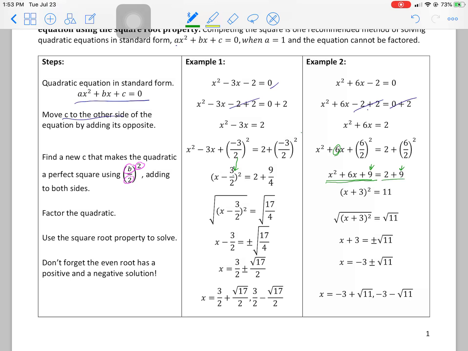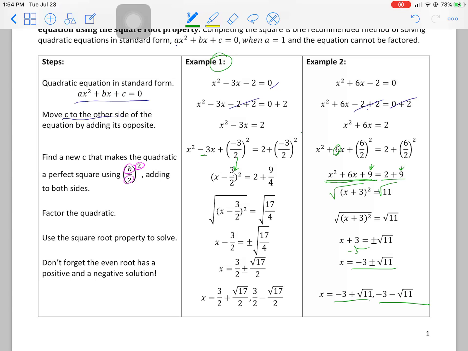So add these two together here. Let me keep going on this example. This one looks easier. That makes 11, and then you're supposed to use the square root property that says take the root of both sides, and because it's an even root, you want the plus or minus there. Then you need to move the 3 over to the other side by subtracting 3, so you're going to get this, which gives you this and this for an answer. So this example number 1 over here is what happens when B is not an even number.